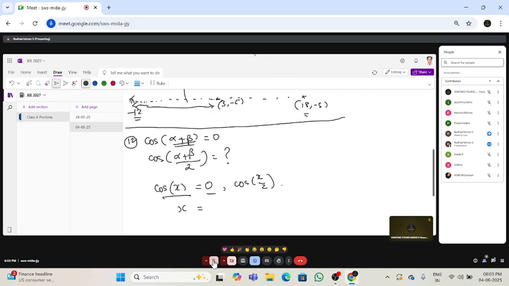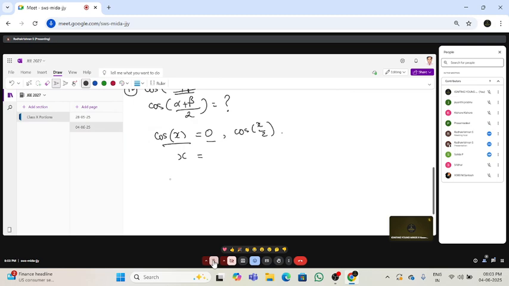Cos inverse of 0, right? Cos of which angle is 0? Salida, can you tell me? 90 degree. Very good. Usually we tell in terms of radians, so what will be 90 degree in radians? Pi by 2, right? So is that the only value or is there any other value for which cos x is 0?